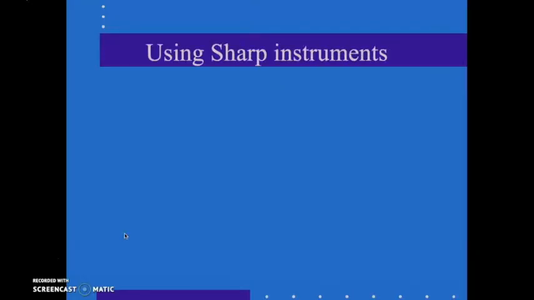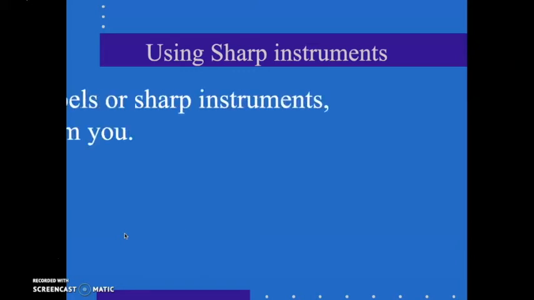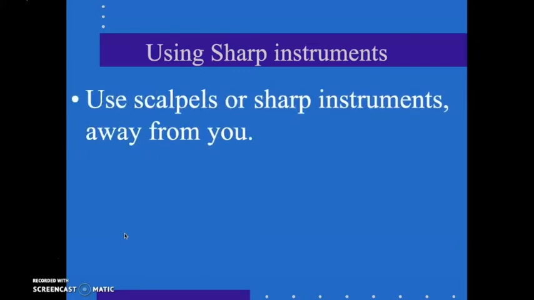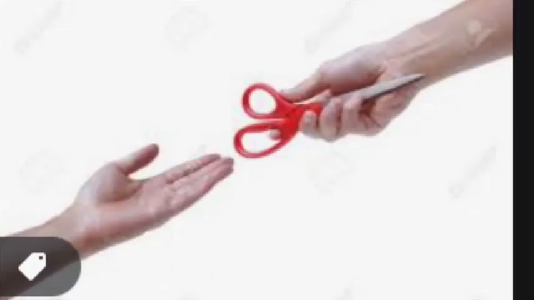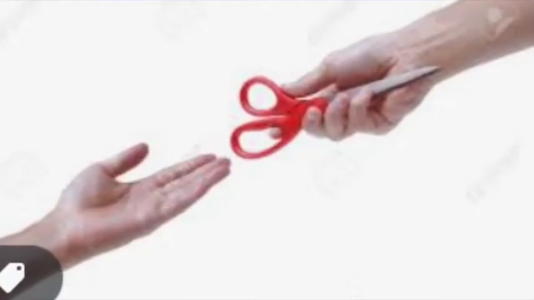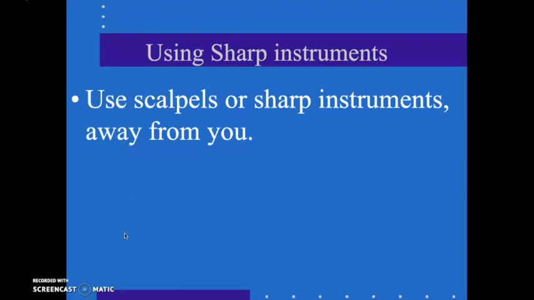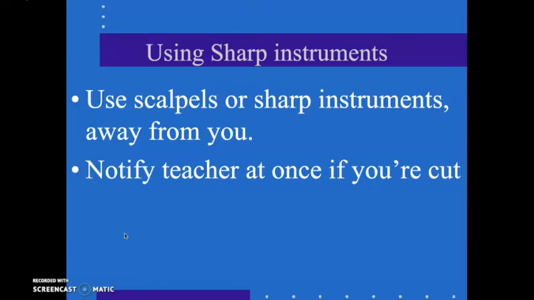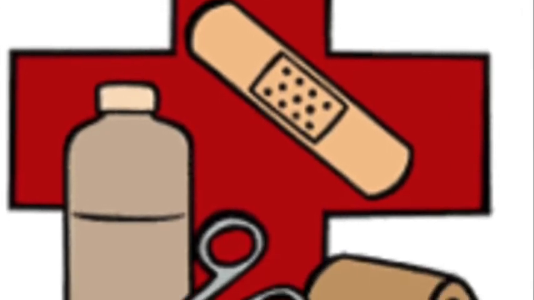Using sharp instruments. How should we use sharp instruments? Use scalpel or sharp instruments away from you and others. Very dangerous, guys. Remember, you want to be able to handle especially if you're passing it, pass it with the side of the area that the blade is away from you and away from your peer. Okay, only the handle part you want to give them. Notify teacher at once if you are cut. So if there is an accident, let us know right away.